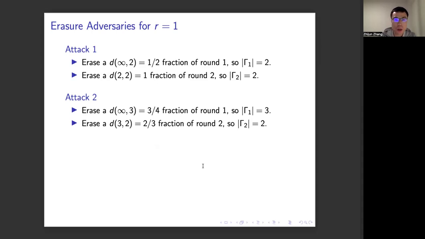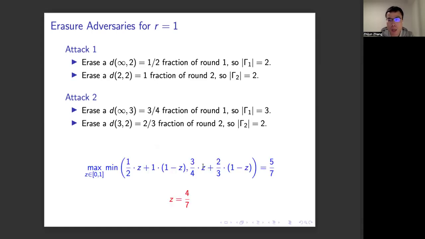And in the second attack, this time we erase 3/4 of the first round to make Bob confused between three different code words. And now in the second round, we only need to erase a 2/3 fraction of the communication, and Bob will still be confused between two different code words.